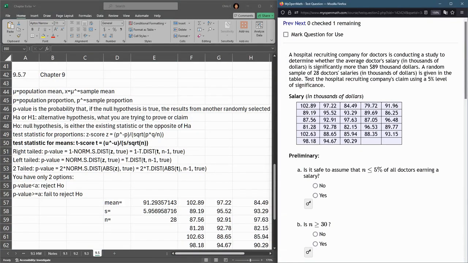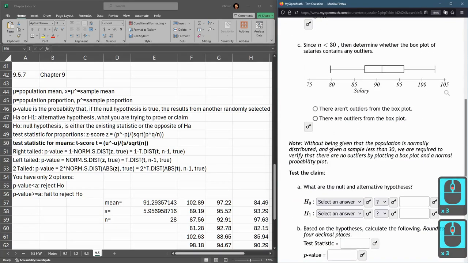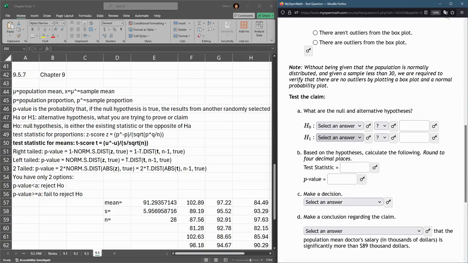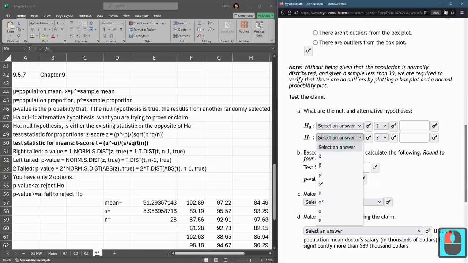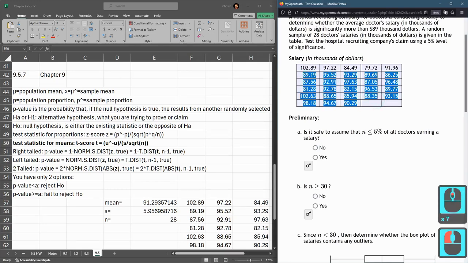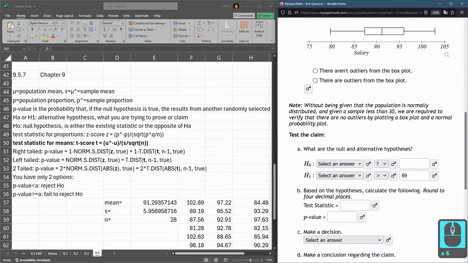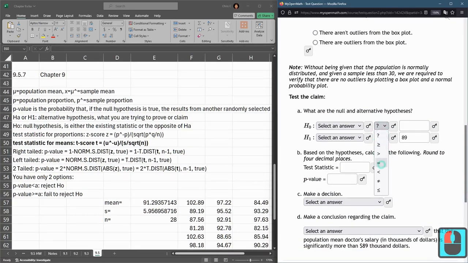All right, let's actually read the problem now. Hospital recruiting company, they claim to determine whether the average doctor's salary is significantly more than $89,000. So let's go ahead and just do the hypotheses now. So they want to claim that the salary is more than. So they're right away saying greater than. And in this case, 89,000. This whole question, we're counting in thousands right here. So $89,000, we're just going to write it as 89. The other one's going to be either equal or less than or equal to, and 89.